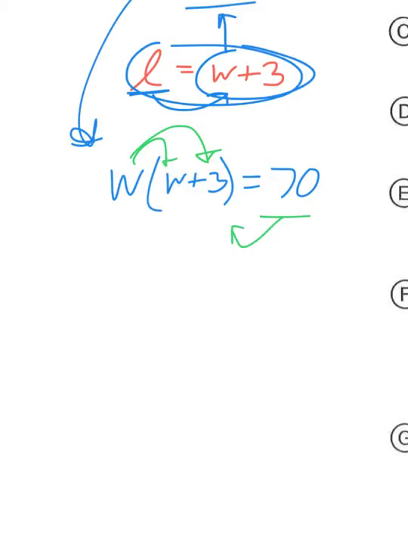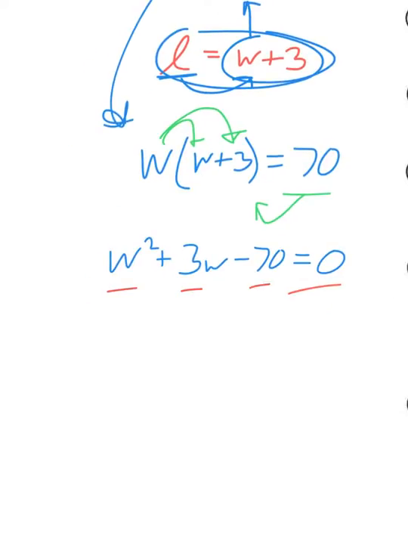I'm going to do all that in one step here. So I'm going to do the distributing first. W times W would be W squared. W times 3 would be 3W. And then when I subtract the 70 over, it's going to be minus 70 on the left. And that is going to get me set up for factoring now. So now I've got everything equal to 0, which is what I want. And I've got everything as individual monomials over here, a trinomial total. Now I've got it all set up with just those terms.